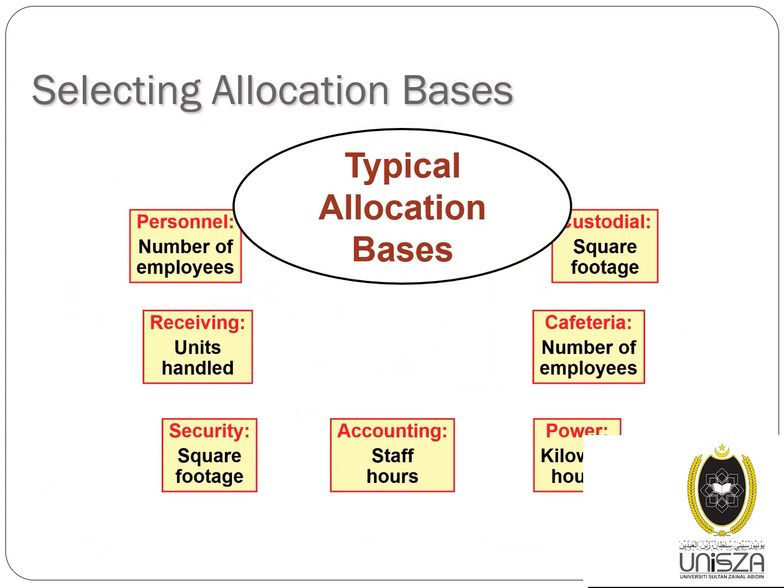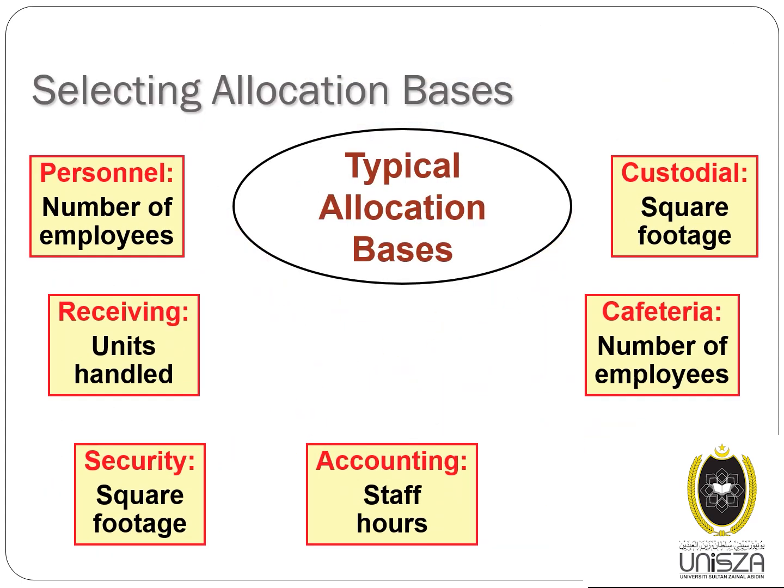Next, we look at selecting the allocation base. These are among the typical allocation bases that we're going to use in allocating the service department costs. We have here personnel, number of employees; receiving, units handled; and for security, it is based on the square footage. For accounting, based on staff hours. For power, based on kilowatt hours. Cafeteria, number of employees. Custodial, same as security, based on the square footage.